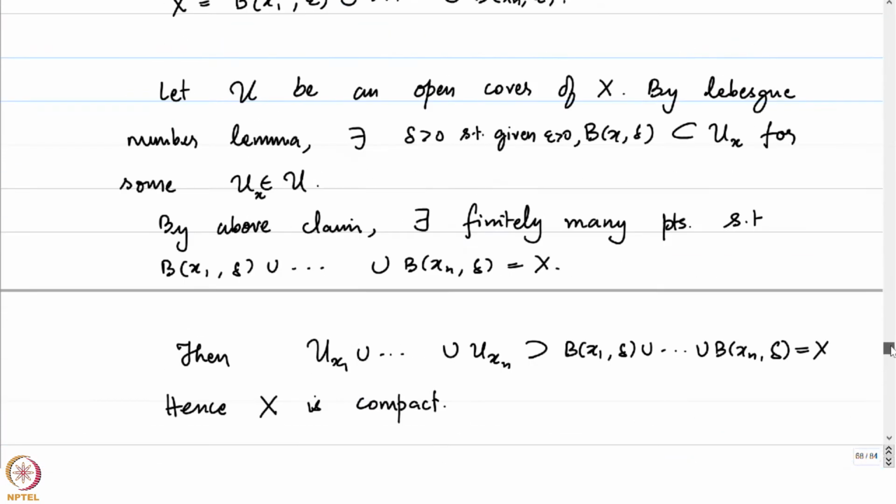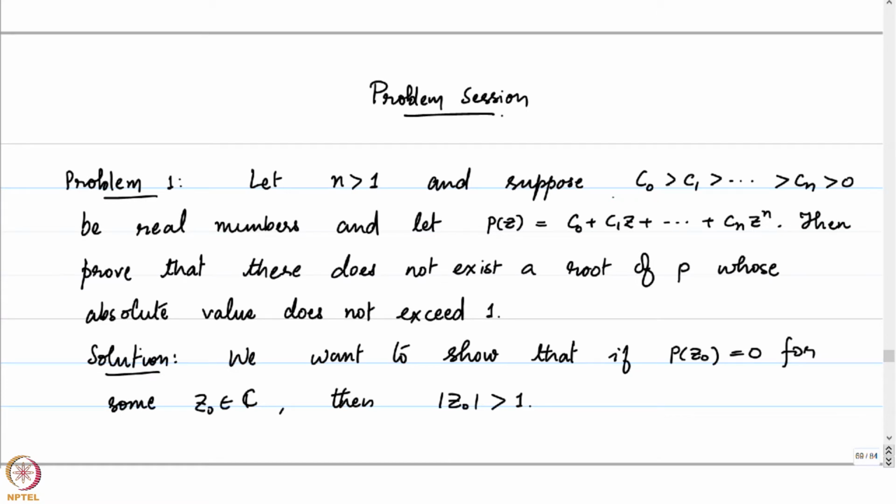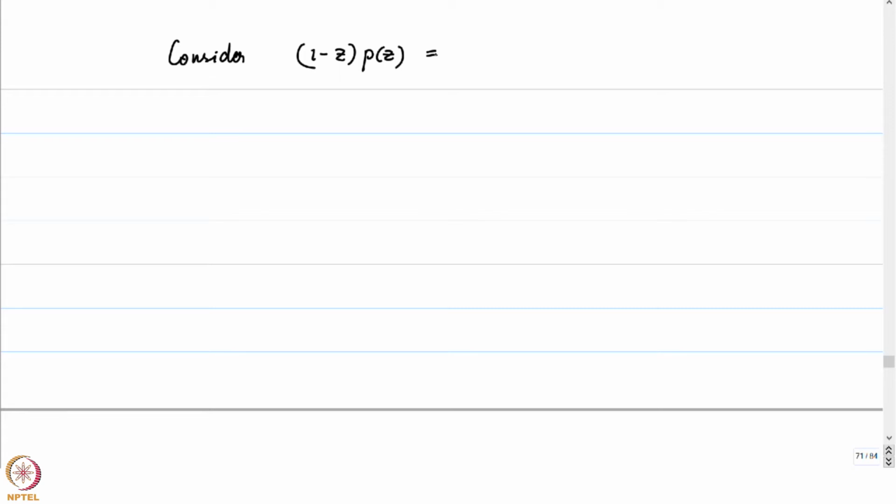In order to do that, let's consider the polynomial which is given by 1 minus z times P of z. The reason why this is being considered is to use the hypothesis which is given here, which I am underlining in green. We are given that the coefficients satisfy a nice condition, and because of that we will be able to write this as P of z, which is C0 plus C1z plus up to Cnz to the power n, minus z times P of z, which is C0 times z up to Cnz to the power n plus 1.